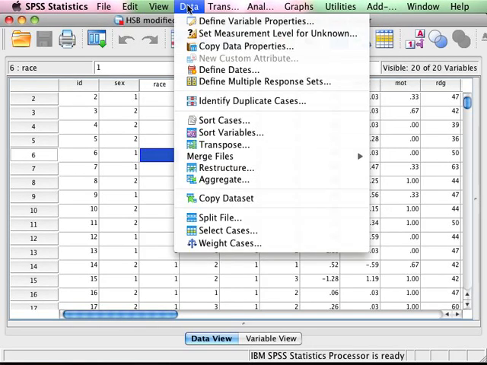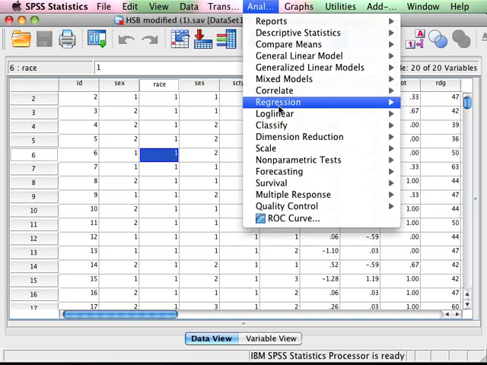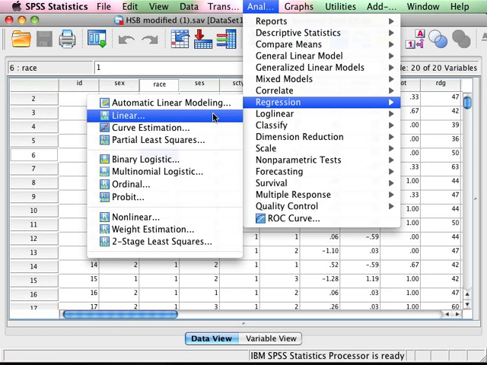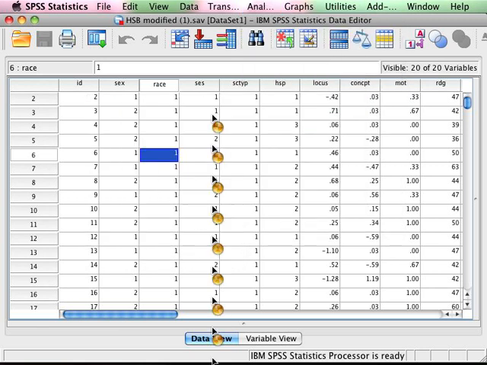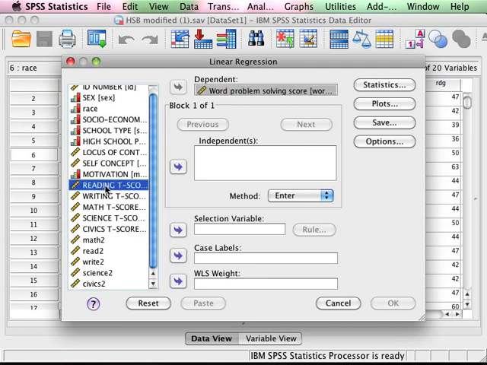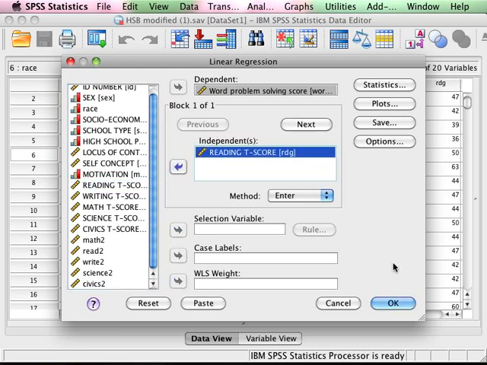Anyway, go to the HSB data, and instead of doing a correlation, let's go to Analyze, Regression. And there's automatic linear modeling. I haven't even tried it yet, so we're just going to go back to linear. I'll have to see what the automatic linear modeling does, that's new for this version. Click OK, or just click on it, and let's predict word problem solving scores. So that's going to be my dependent variable, based on reading scores.